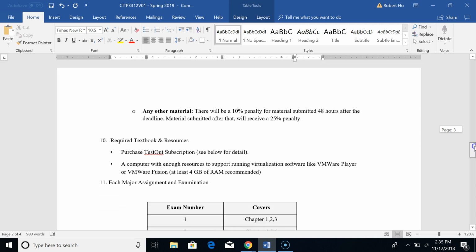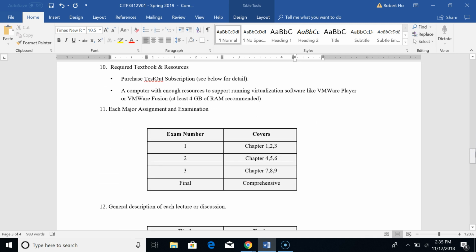Okay, the textbooks, required textbooks and resources. We are going to use a purchased TestOut subscription, which I'm going to explain to you in the next section. Okay, you need a computer with enough resources to support running virtualization software like VMware Player or VMware Fusion. You need to have at least 4 gig of RAM. Of course, the higher the RAM, the better. I would recommend you have 8 gig.